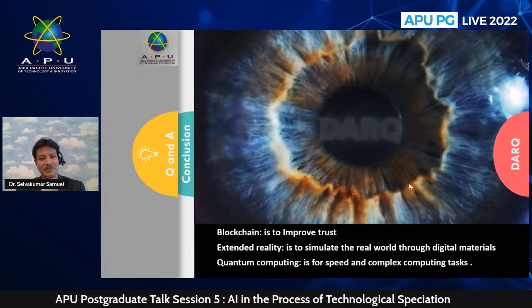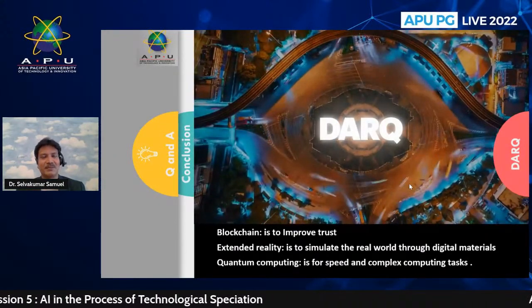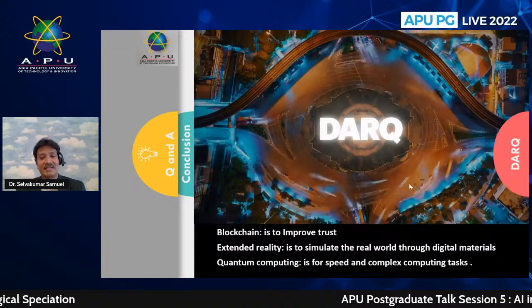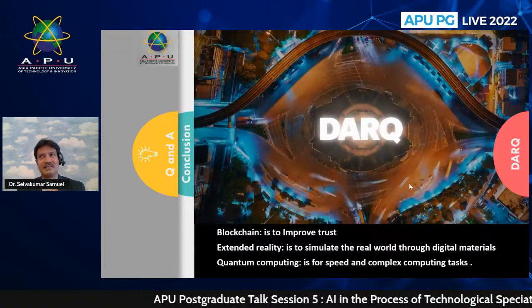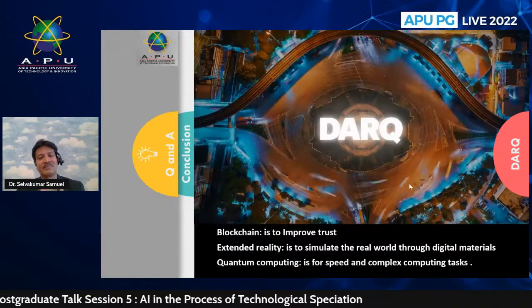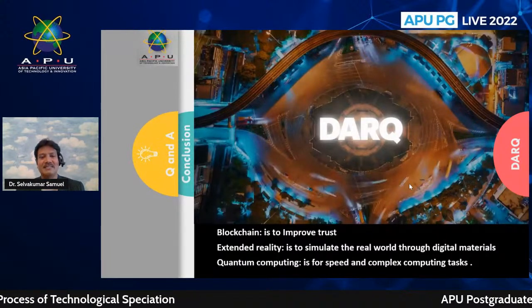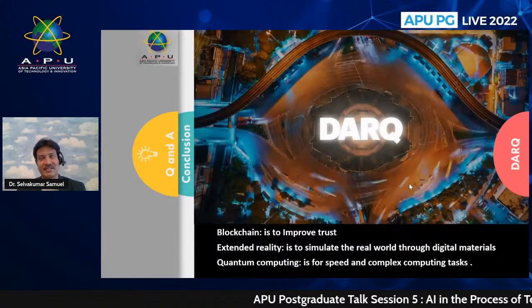D stands for distributed ledger. One of the branches of distributed ledger is very popular, nothing but blockchain. Second, A stands for artificial intelligence. We just discussed the characteristics and the capability of AI. Third one is extended reality. Extended reality itself is another fusion of technologies.